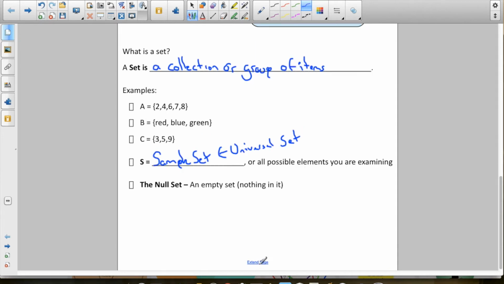Sometimes you can have sets with nothing in it, the null set. The null set is often represented by a zero with a line through it like that. Just something to be aware of.